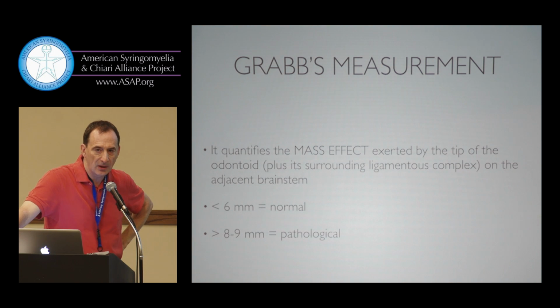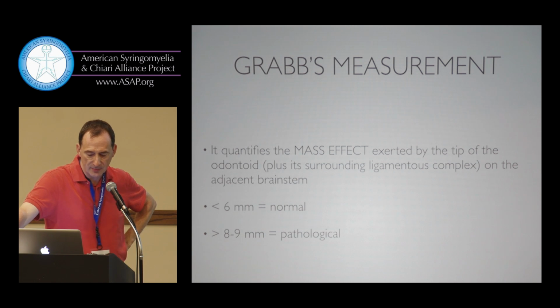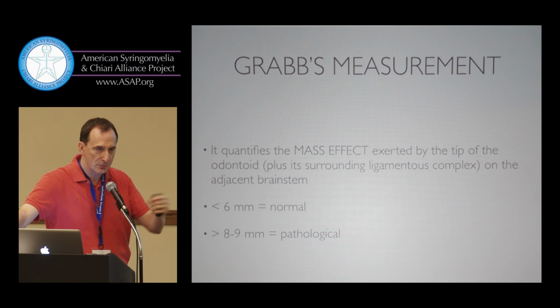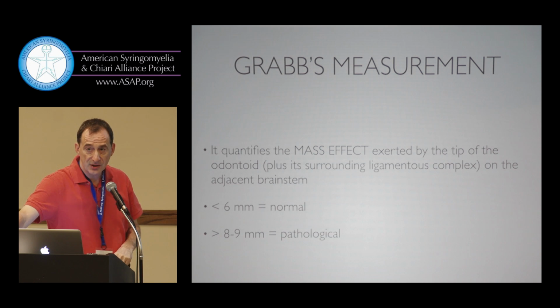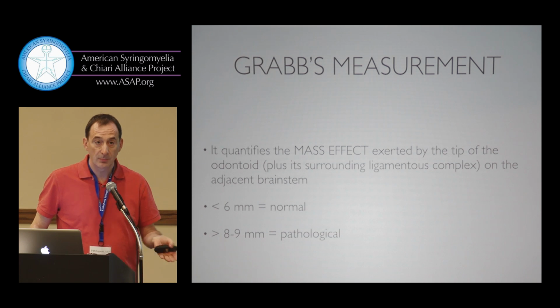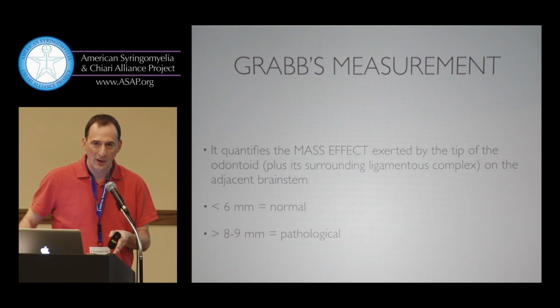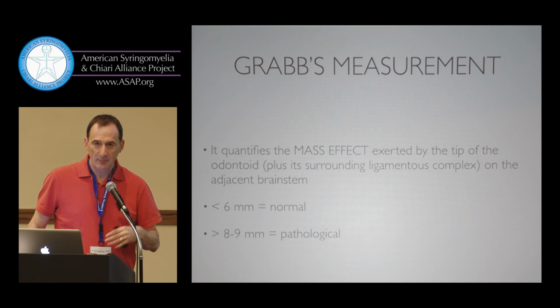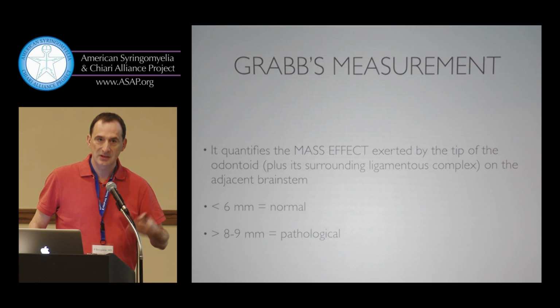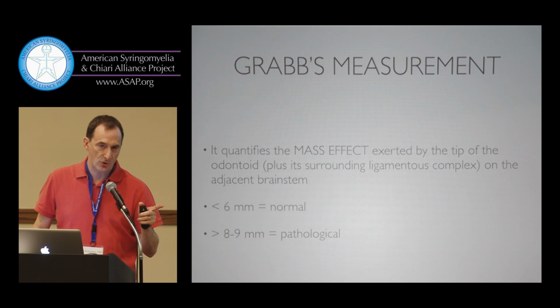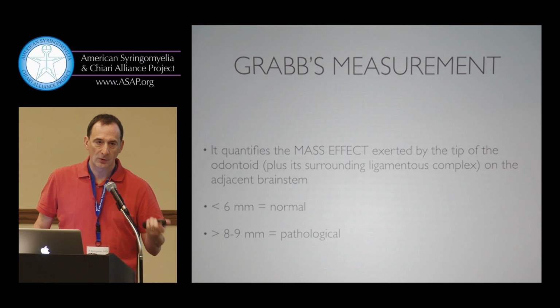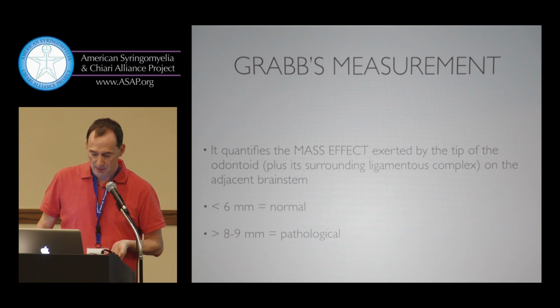Less than 6 millimeters should be the normal dimension of the grab measurement. Everything in excess of 8 to 9, it depends who's talking, is considered pathological. Obviously, there is a borderline, a gray zone between 6.1 and 7.9. But everything above 8 or 9 millimeters is to be considered pathological. Does not necessarily mean that you need surgery, but it means that you have a complex Chiari if you also have Chiari-1 malformation.